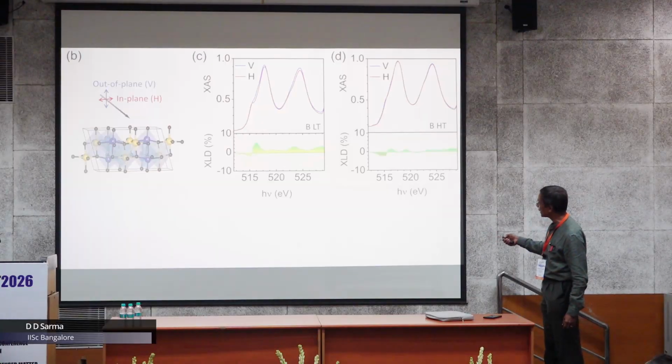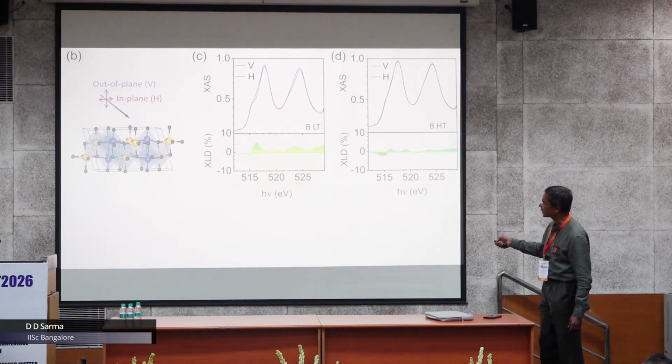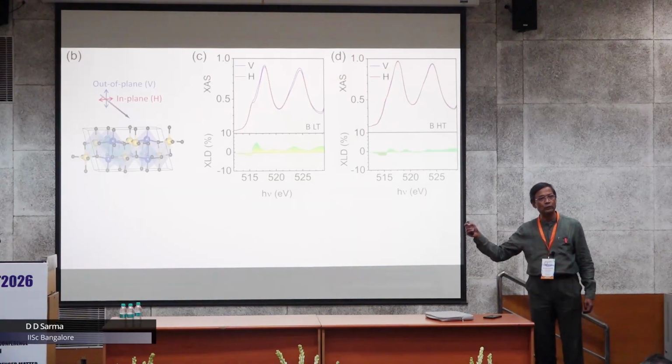If the system is very polarized, I'll see large intensity here. If the system is less polarized, I'll see low intensity here. And you can see that this becomes much smaller at the high temperature phase. At low temperature, it's much more polarized, exactly the way that you have anticipated.